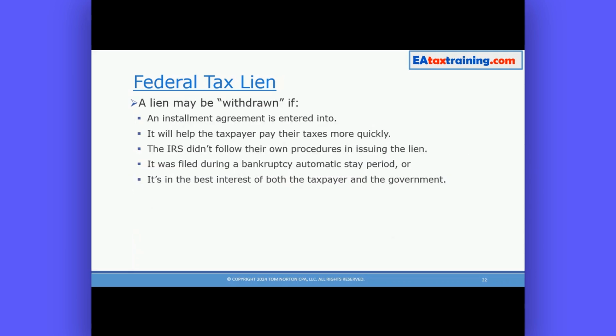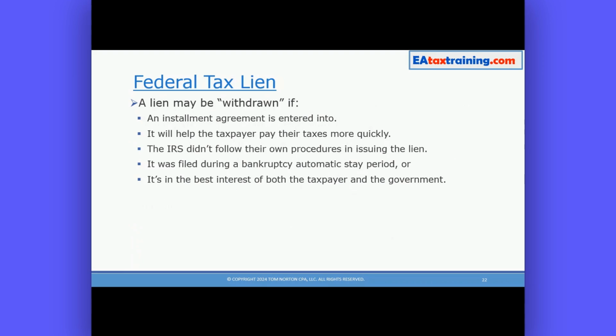The IRS may withdraw the lien in certain circumstances. First of all, if you enter into an installment agreement, then they will usually withdraw it if it will help the taxpayer to pay their taxes more quickly. So maybe you, as the taxpayer's representative, go to the IRS and say, hey, they're willing to get a second mortgage on their house in order to pay the taxes, but they can't do that because of this lien. Well, then the IRS would say, okay, we'll withdraw the lien as long as you agree that they're going to get that second mortgage and pay off that amount.